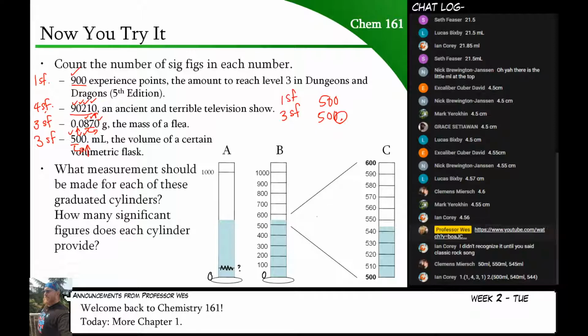For these graduated cylinders, this should be pretty straightforward. Measure between these, so this is the lower end, 500 something. I'll guess the next digit, which would be 540 something, and then I had to include that something. Here, same thing, so 540 something is my low. I'm going to guess the next one. I'll say 5. That's good.